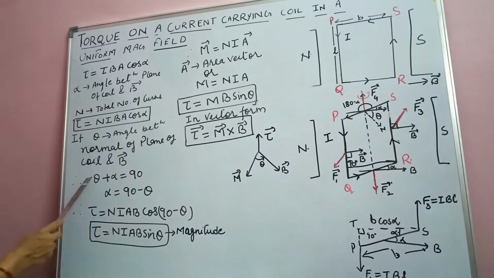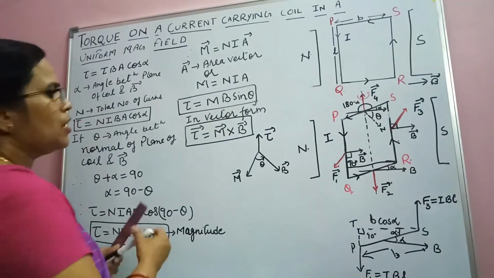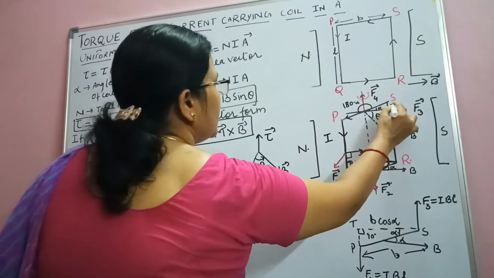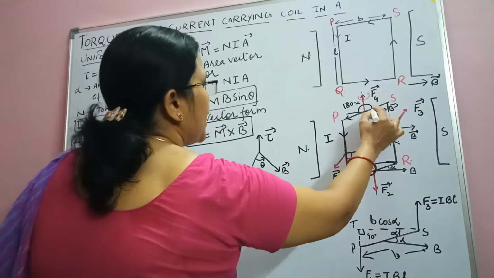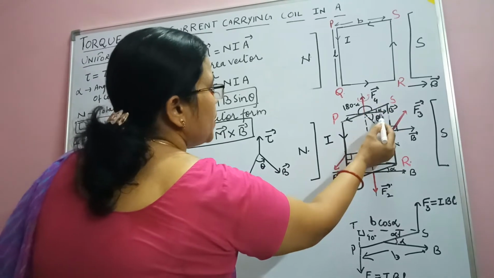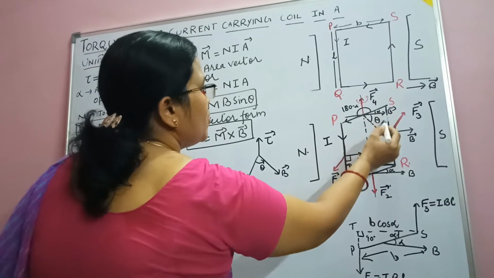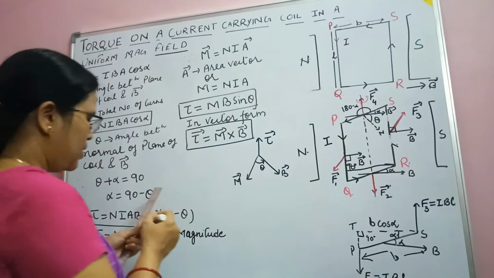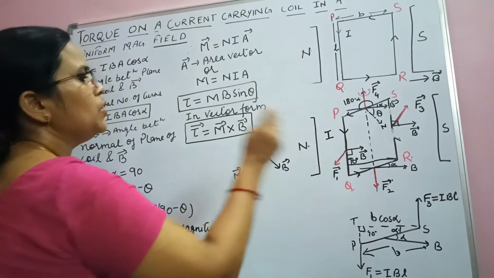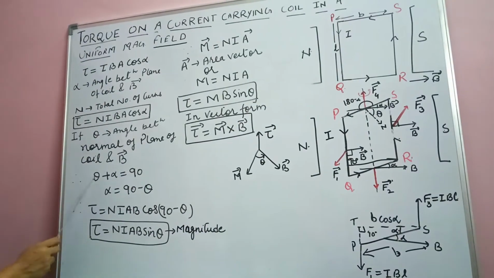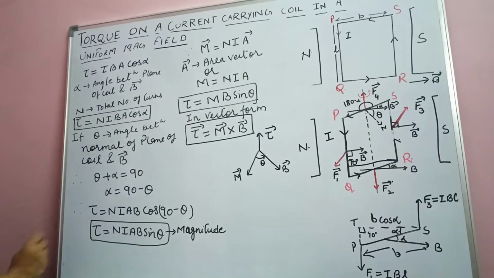From this diagram, if this is the direction of the magnetic field and this is the normal of the plane of the coil, then the plane of the coil makes an angle of 90 degrees with the normal. So this complete angle is 90 degrees. So theta plus alpha will be equal to 90 degrees. From here, alpha comes out to be 90 minus theta.